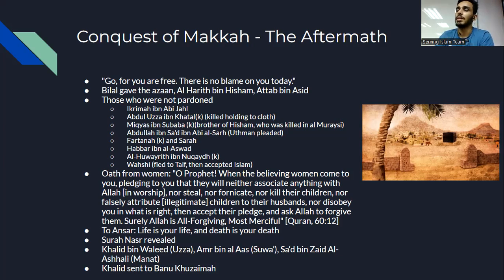Okay, so therefore Ali bin Abi Talib killed both of them. Oh, sorry, killed this particular person. Now, the final person, the ninth person, was Wahshi himself. Wahshi fled to Taif, and later when the people of Taif accepted Islam, he came with them and he accepted Islam.